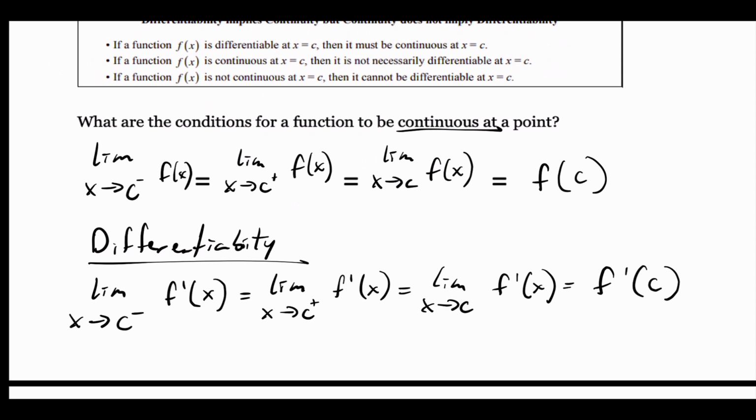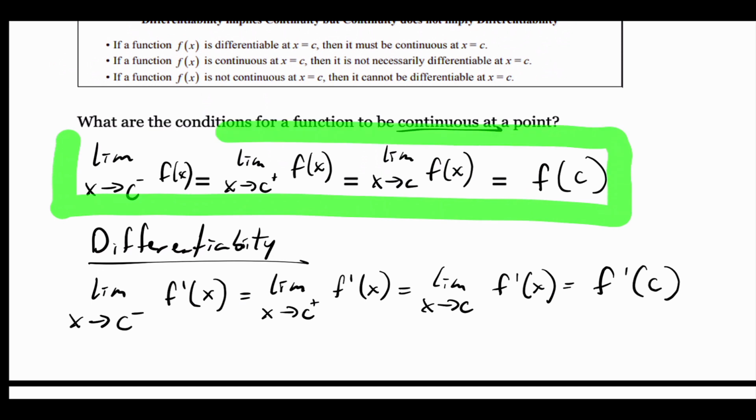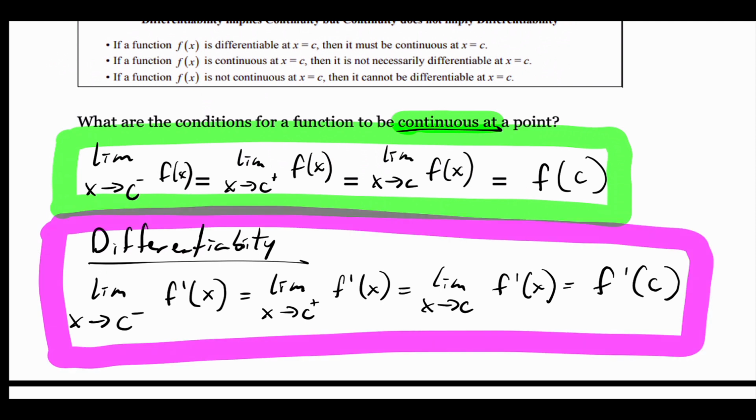So this guy, we used before because that was continuity. This guy is the new one, but it's almost identical. It's the same rules. The only difference is you're using its derivative instead of the function. Okay? So for the green guy, we plugged in whatever c was into the function. Now we're not doing that. We're plugging it into the derivative to check differentiability. Okay, but it's very similar rules. They set up very similar.